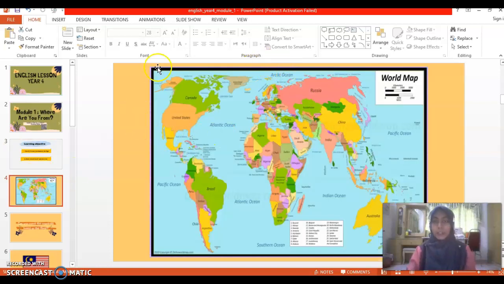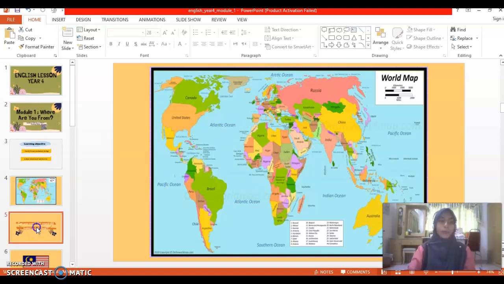Okay, so as you can see, this is a world map. So there are many countries on the world map. Di serata dunia ni kita tahu ada banyak negara. Yang kamu boleh tengok dekat sini contohnya adalah Canada, United States, Brazil, Australia, India, China, Russia, Indonesia, even the small country like Malaysia, Brunei and Vietnam and so on. There are many countries around the world.